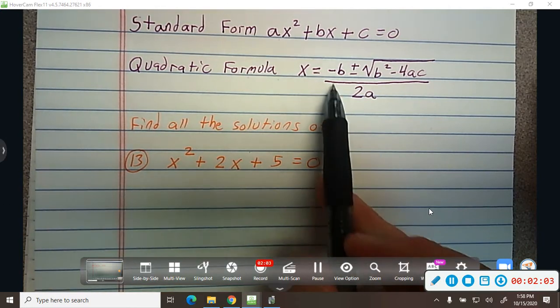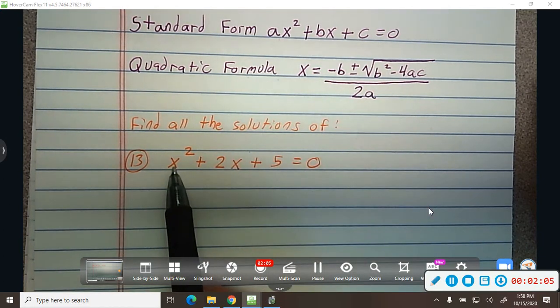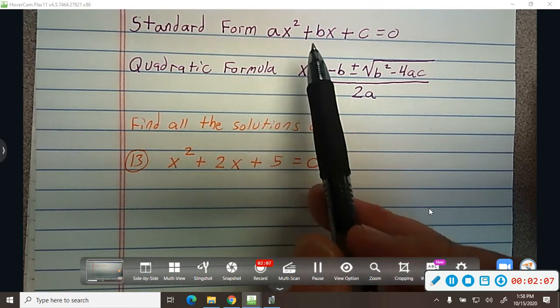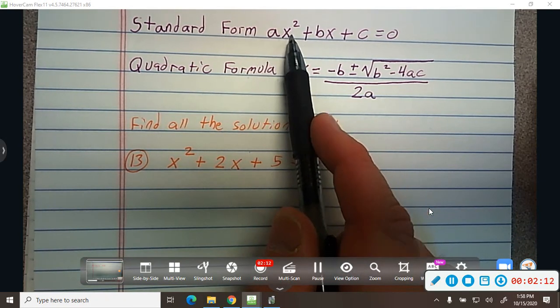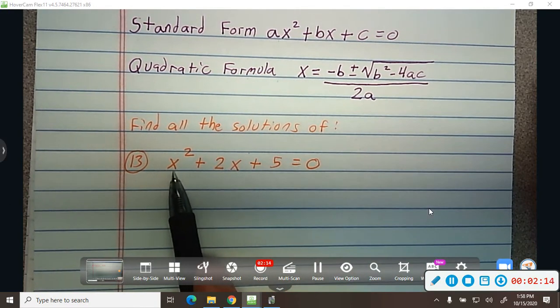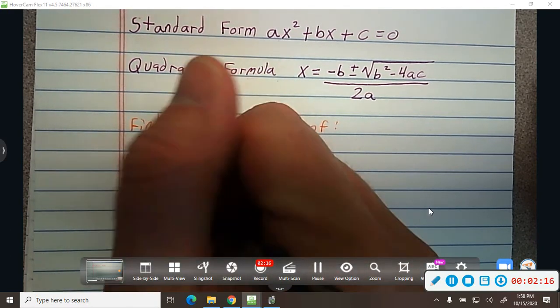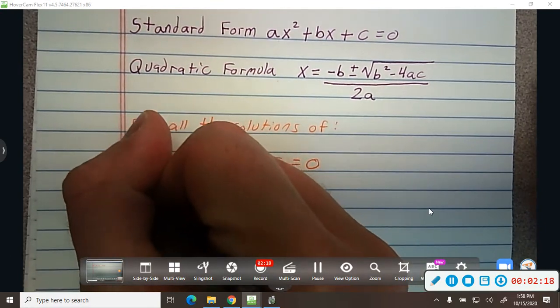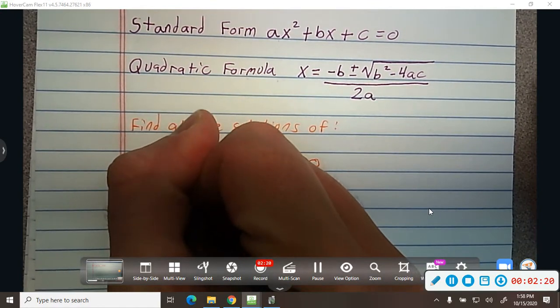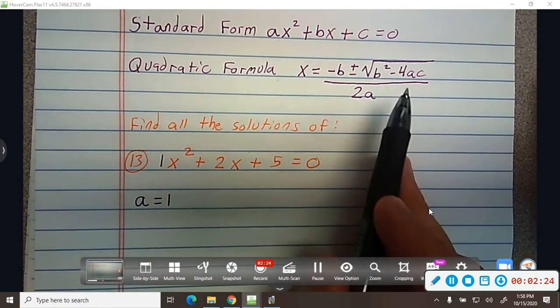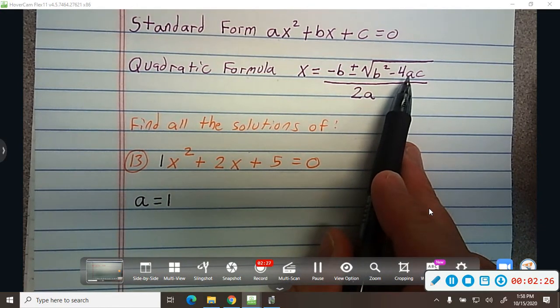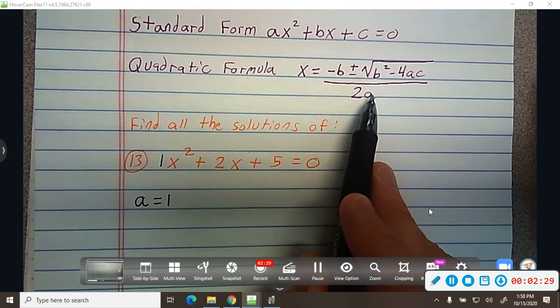So I have the quadratic formula, and I'm going to go through and say, okay, this is standard form. A is the number in front of x squared. So what number is in front of x squared? That would be 1. So I'm going to first say that a equals 1. And that means in my formula, where I see an a, I'm going to put a 1. So I'm going to put a 1 here, and a 1 here.